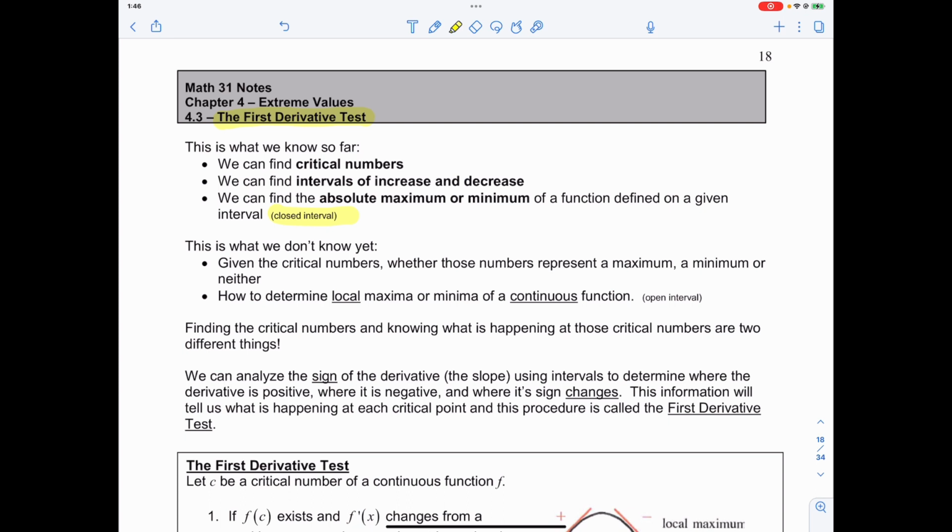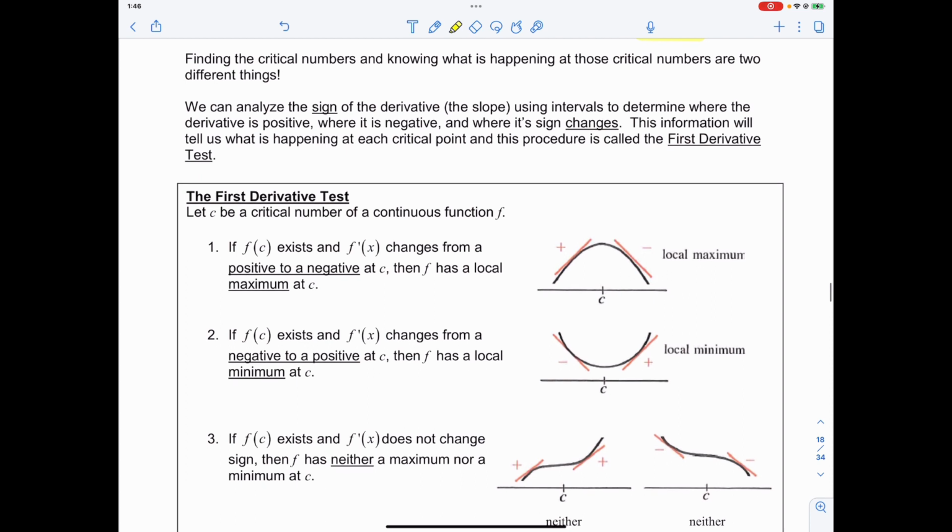This is what we don't know how to do yet: given the critical numbers, whether those numbers represent a maximum, a minimum, or neither, and how to determine local maxima or minima of a continuous function on an open interval. Finding the critical numbers and knowing what is happening at those critical numbers are two different things. We can analyze the sign of the derivative, the slope, using intervals to determine where the derivative is positive, where it's negative, and where its sign changes. This information will tell us what is happening at each critical point, and this procedure is called the first derivative test.